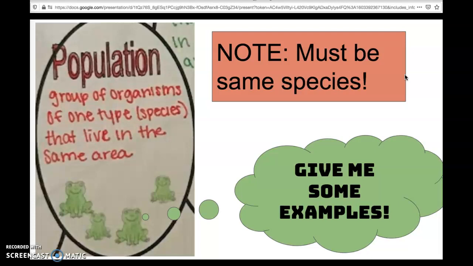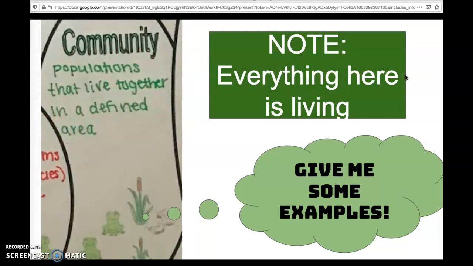Once we start incorporating more organisms of different species, we call that a community. So me and all the students in the classroom and Finn, we would be a community. We're a population that live together in a defined area. In my example here on your notes, that frog, the cattail, and the snake all make up a community because they are all living. That's one of the important things. Everything in a community is living. And they are all living together in a defined area. In this case of our paper, it's our bubble or maybe our swamp.